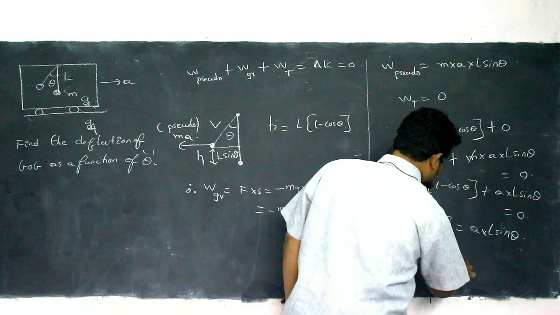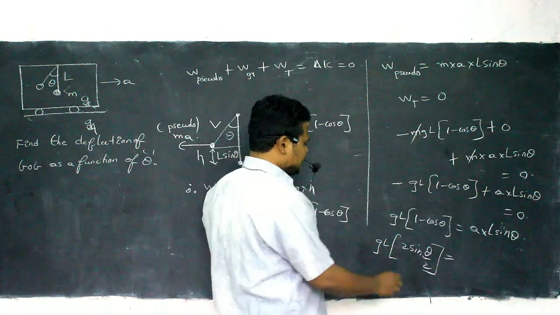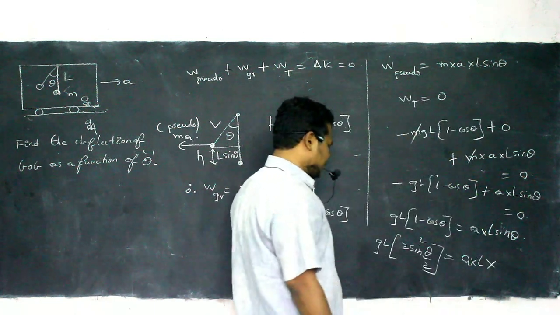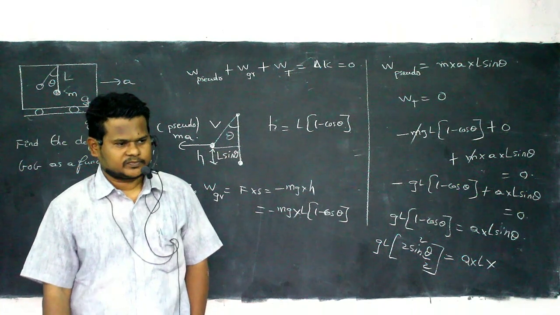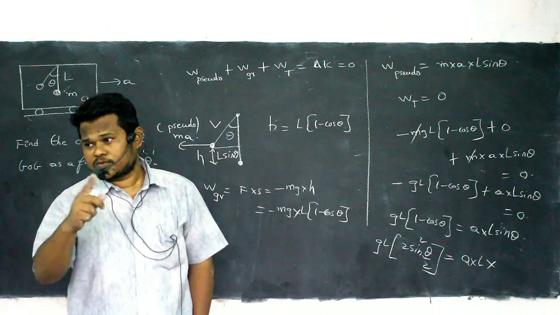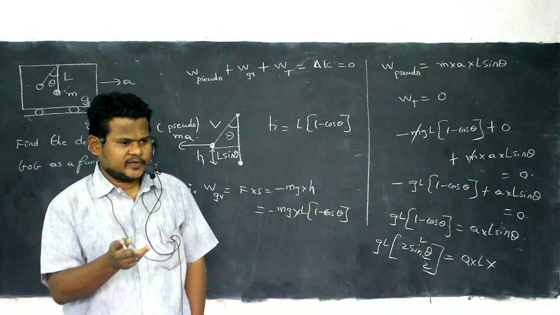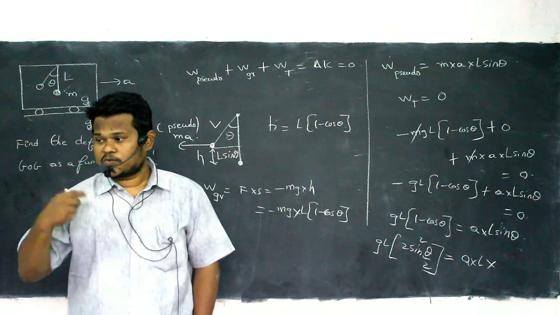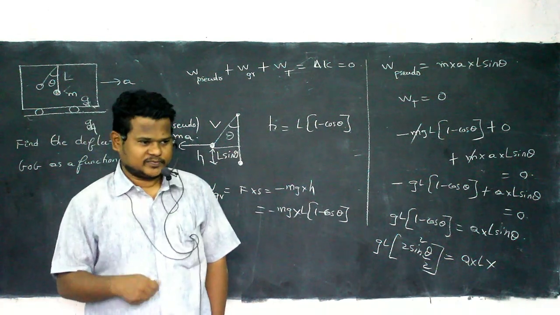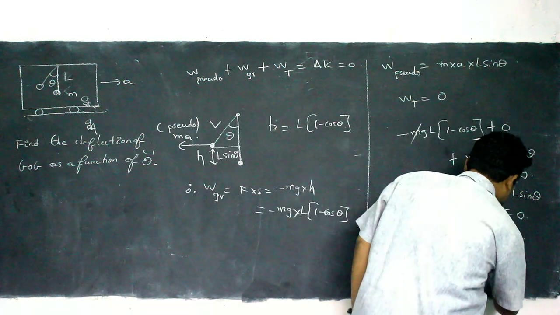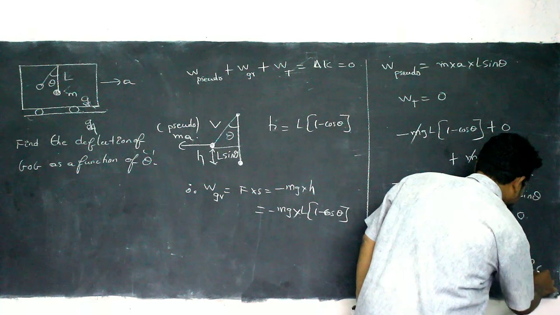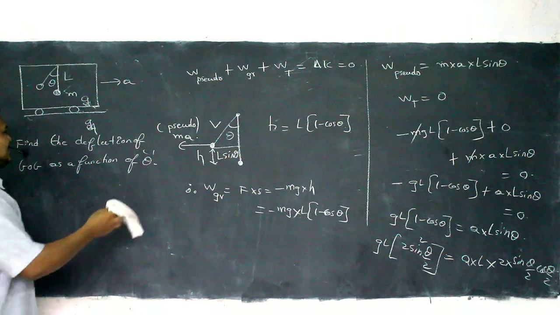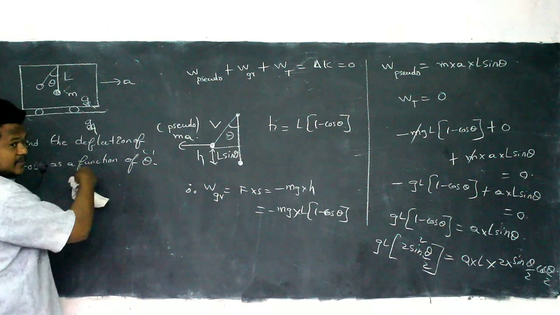So this is equal to 2 sin square theta by 2. Next, a into L sin theta: how can I write it in terms of theta by 2? Sin 2 theta is 2 sin theta cos theta, no? Sin 2 theta value is 2 sin theta cos theta. Then sin theta, how can I write? 2 sin theta by 2 cos theta by 2. So therefore, 2 into sin theta by 2 cos theta by 2. Let us see here. Shall I rub this one? Okay.